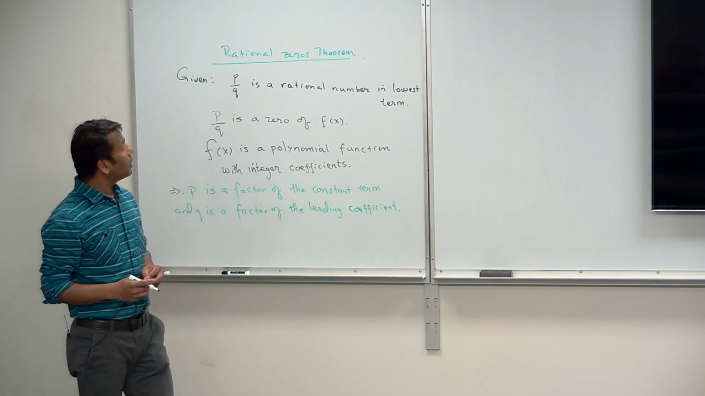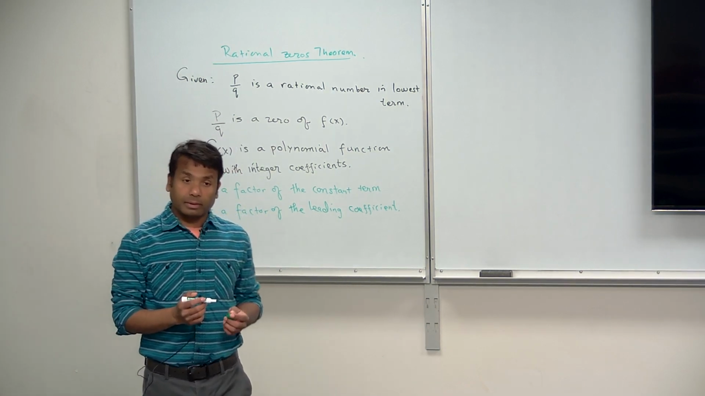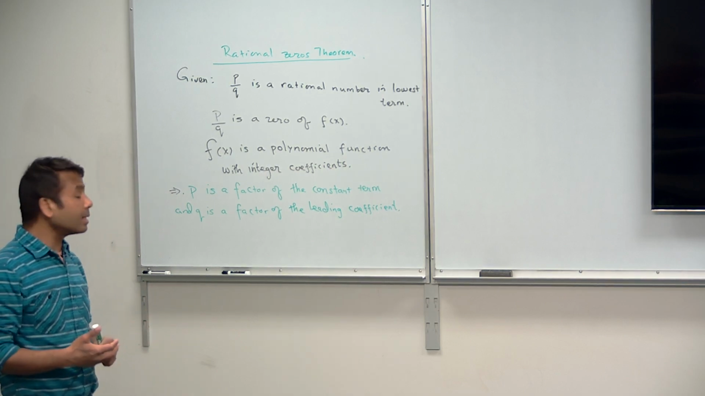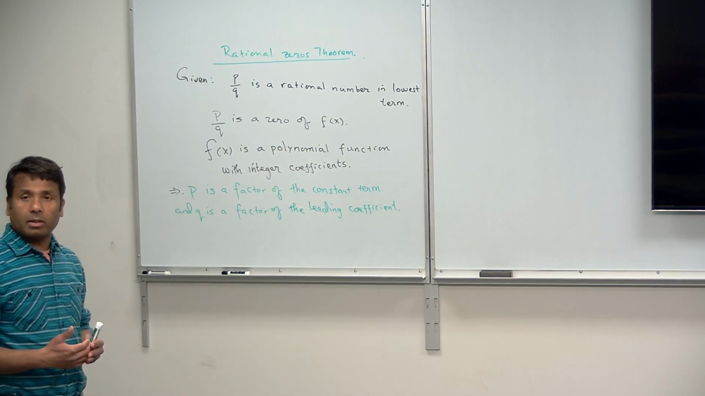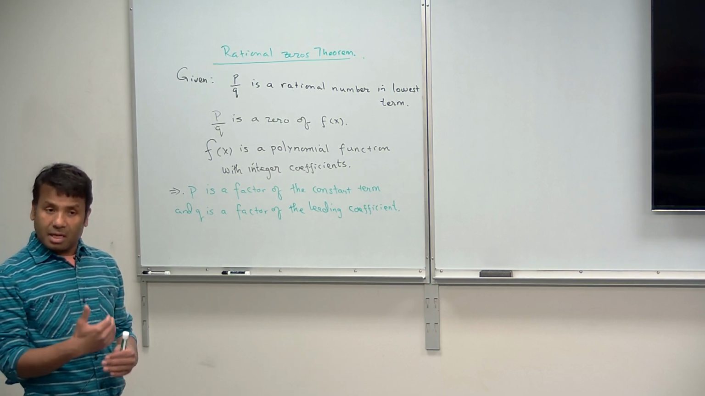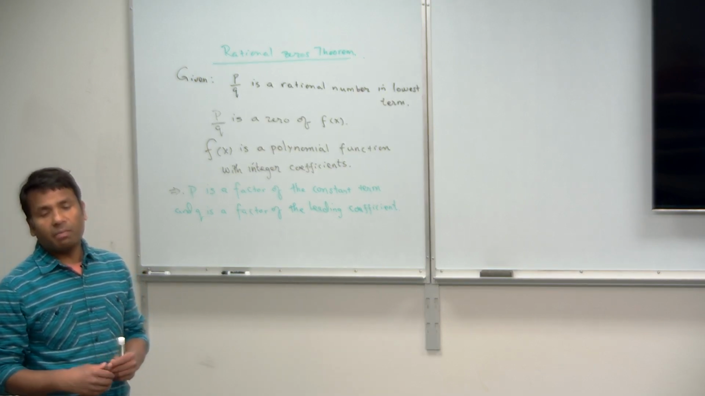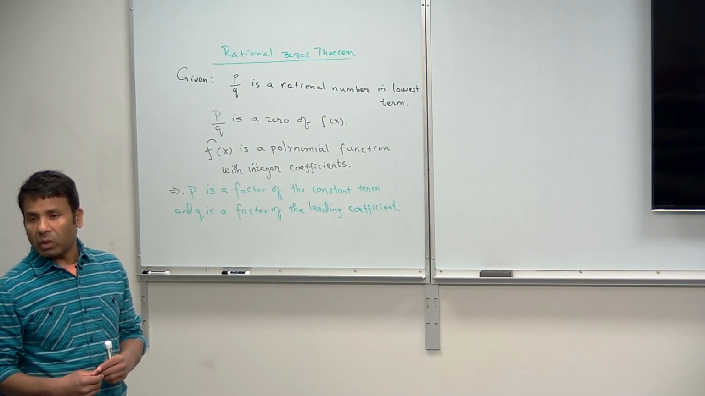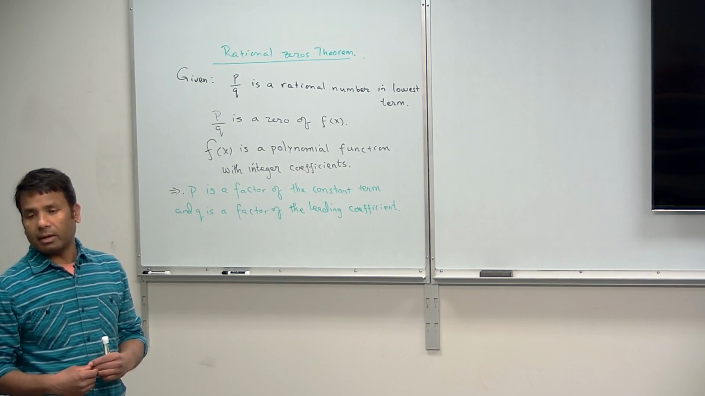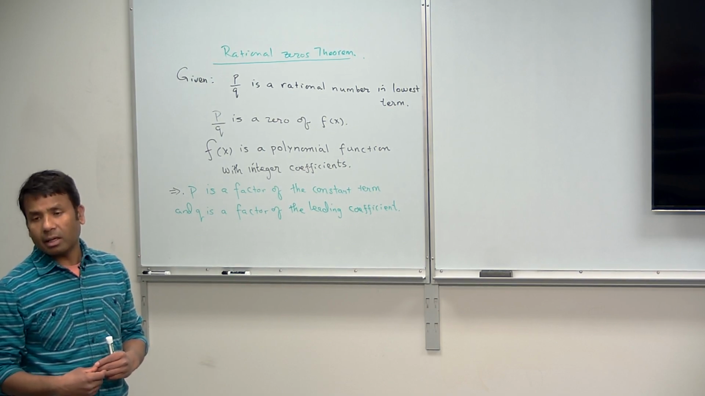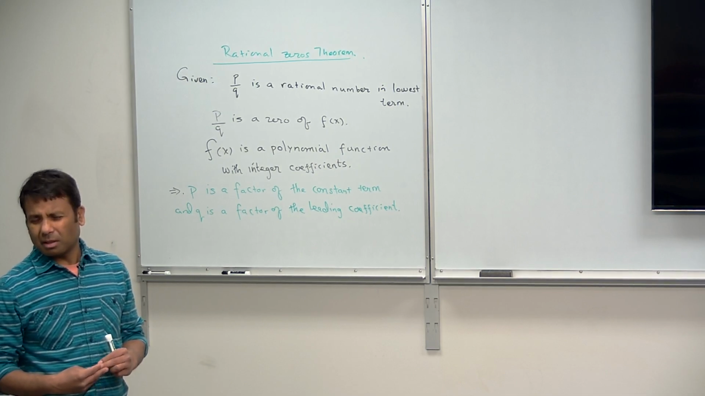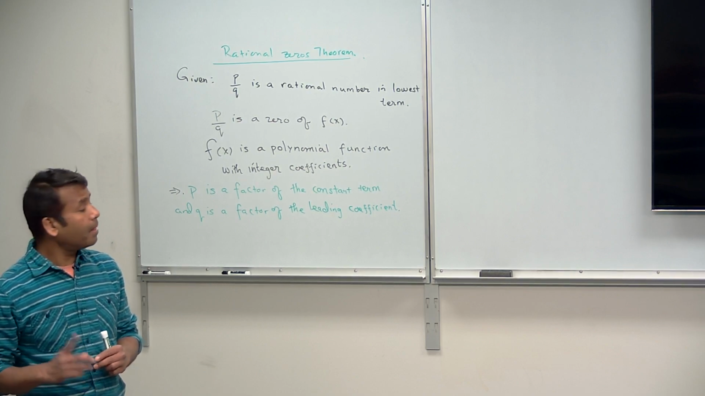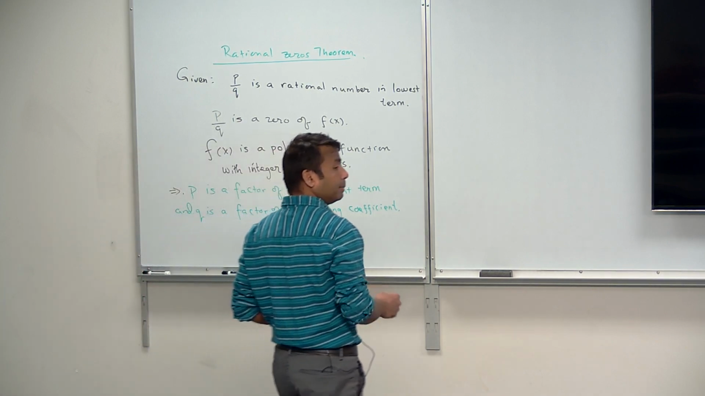So P over Q is a rational number in lowest terms, right? And then P over Q is a zero of f(x), where f(x) is a polynomial function with integer coefficients, then P is a factor of the constant term, and Q is a factor of the leading coefficient. Does that make sense? So this is the rational zeros theorem. So now let's work with an example, okay?